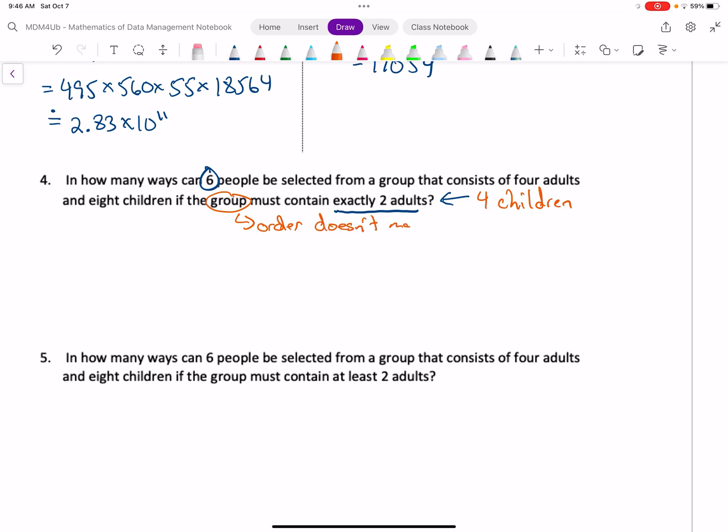So order doesn't matter, so we know we're in a combination situation. Within this group, it is just one group. If I have 2 adults and 4 children, I can choose my adults first, from a total of 4. So I've got 4 adults to choose from, and I want to take 2 of them. I'll use this notation, 4C2. These represent my adults total.